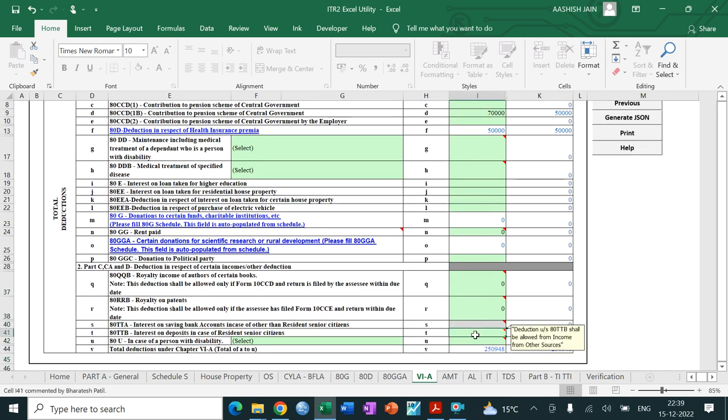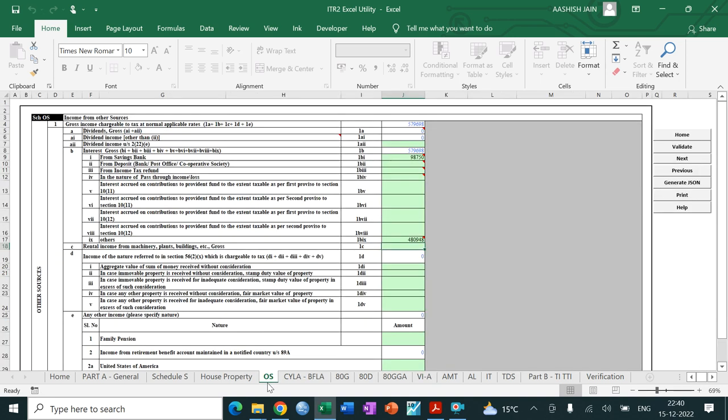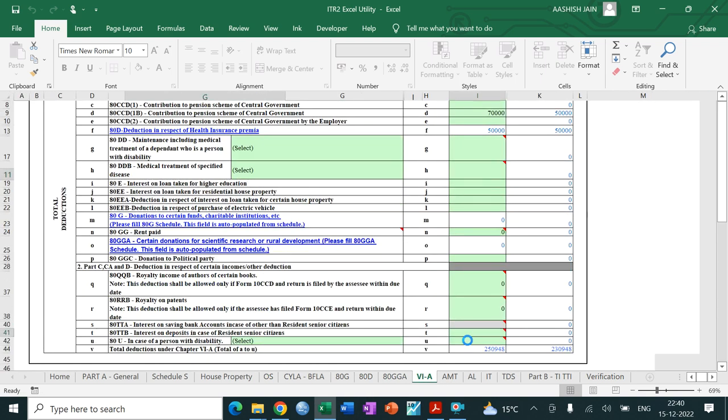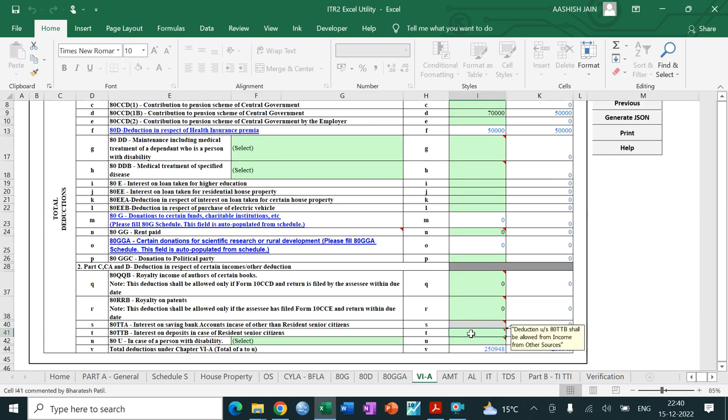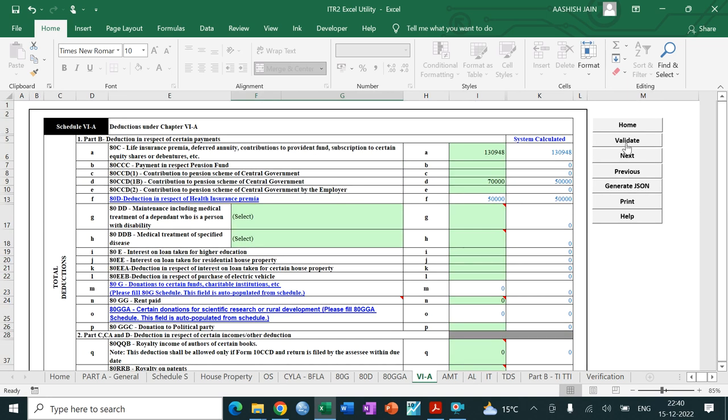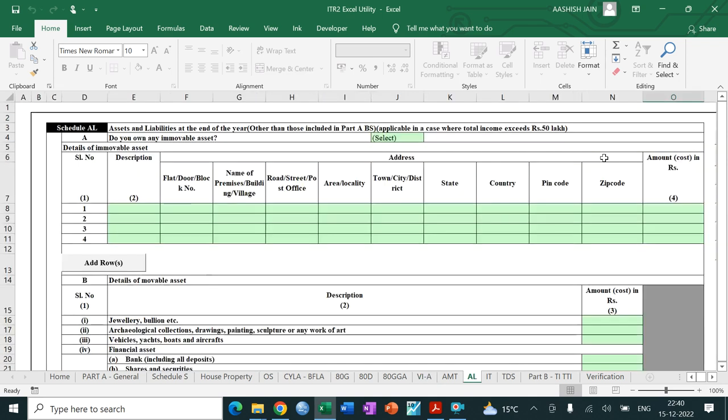So here the question comes up: how much amount will you write here? If we come to the other sources part, after crossing the age of 60 years the SSC is entitled to get the reduction under Section 80TTB of the savings bank account as well as the other deposits. So he will get the reduction of the saving account interest, that is 98,750. So he will get only this part, that is 98,750. So we will write here, in this case, 98,750 in 80TTB, and that's it. Now validate the sheet, it is okay, and then move to the next part.